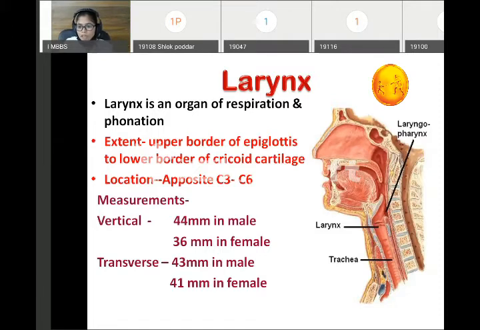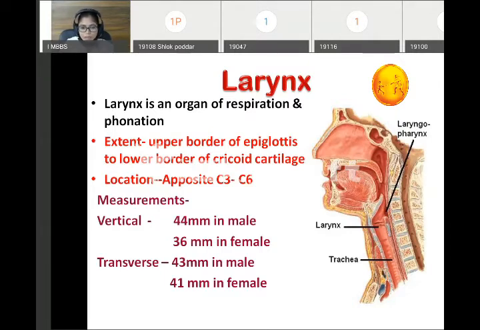Here in this diagram, this is a sagittal section of the head and neck. Here we can see this is the epiglottis and this is the upper border. So it extends from the upper border of the epiglottis to the lower border of the cricoid cartilage. This one is the lower border of the cricoid cartilage. Now its location: it lies opposite to the C3 to C6 vertebrae. In children, it is at a slightly higher level.